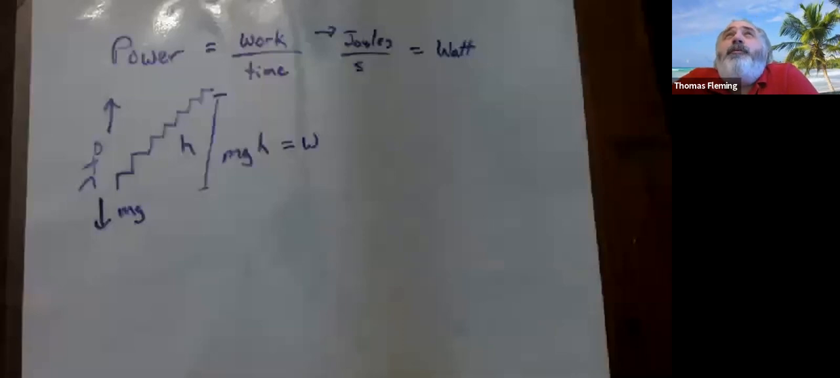Which is going to require me to do more work? Running up the stairs at 10 or walking up the stairs at 2 meters per second?